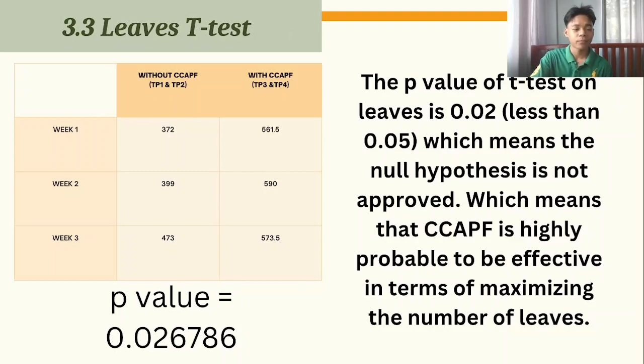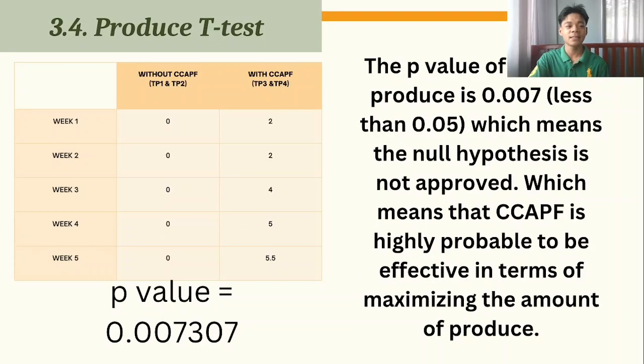Next, leaves t-test table, which shows the p-value of 0.02. This means that CCAPF is highly probable to be effective in terms of maximizing the number of leaves. And lastly is the produce t-test table, which shows the p-value of 0.007. This means that CCAPF is highly probable to be effective in terms of maximizing the amount of produce.